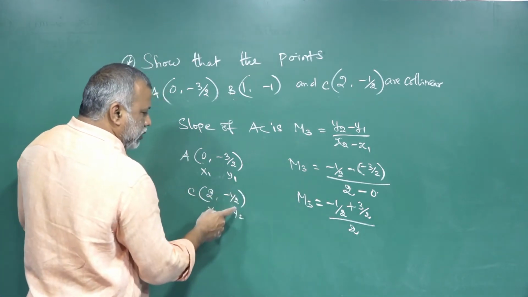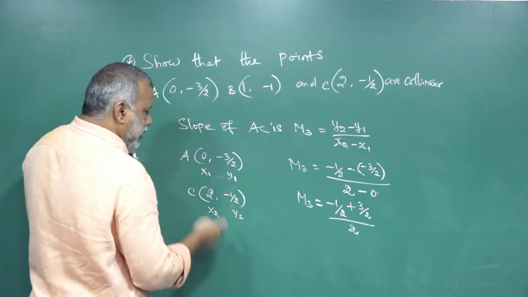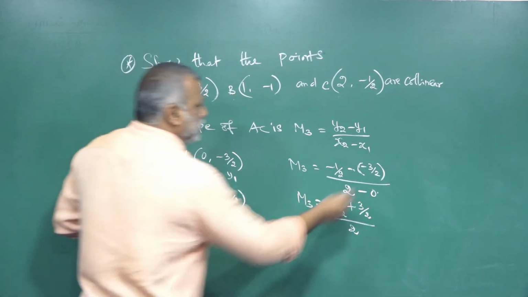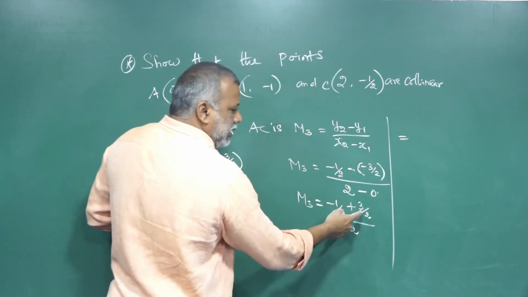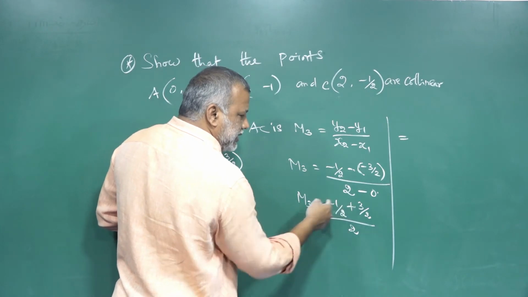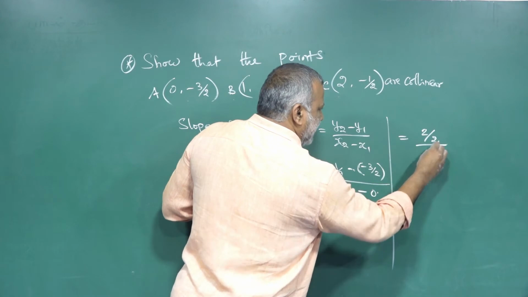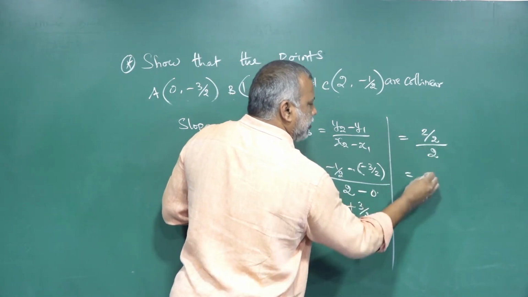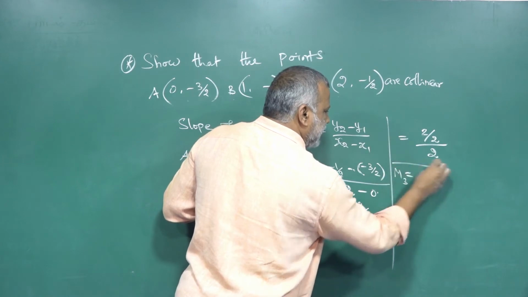formula y2. What is the value of y2? Minus 1 by 2, negative of negative, positive. Again 2 minus 0. Now we are going to simplify this one. So this is here 3 by 2, here that means 1 by 2. Just we are simplifying. We can get 2 by 2 divided by 2. So 2 by 2 is nothing but 1 divided by 2. This is the value of M3.